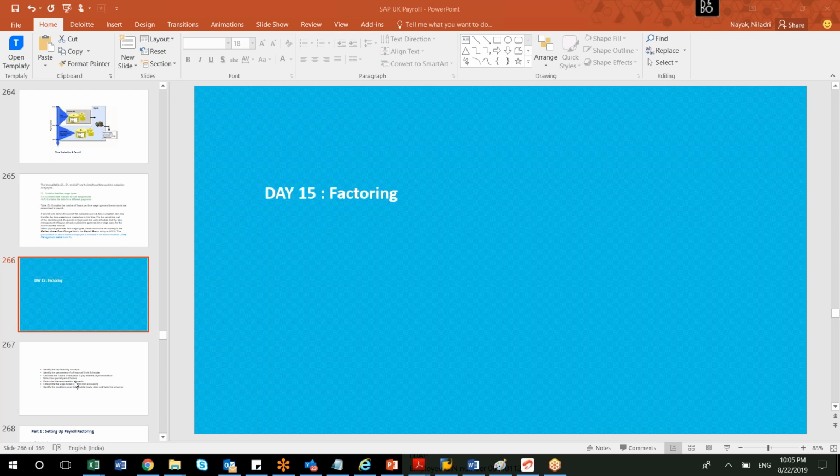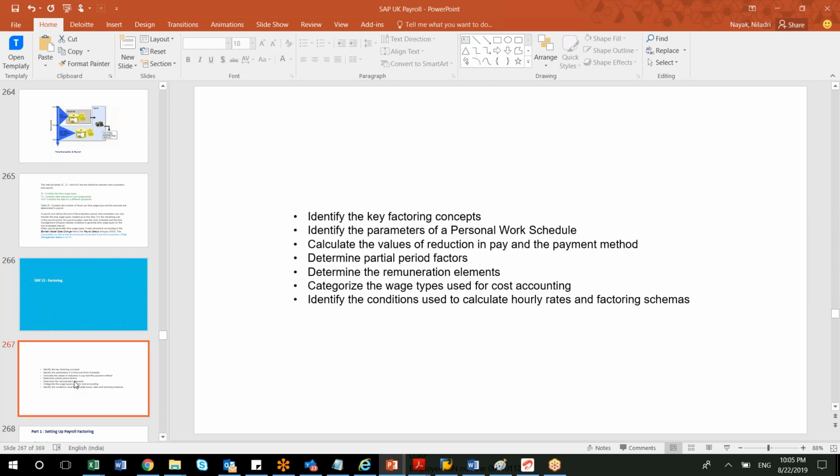So I will start with the concept: why factoring is required in SAP payroll. The concept of factoring is that there can be different regions. These are the topics I will be covering: the key factoring concept, then the parameters, what the different parameters of PWS are, the values on reduction in pay, and the payment method.